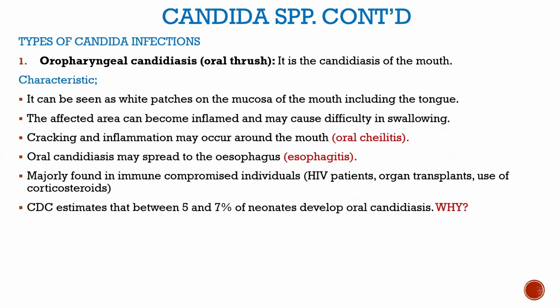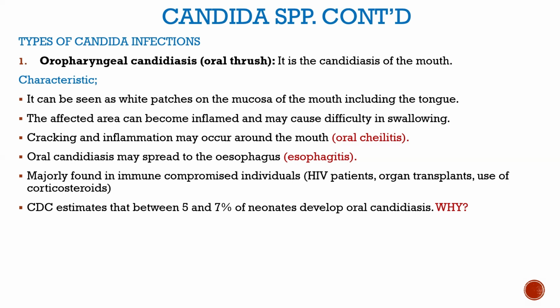The major characteristic is that it can be seen as white patches on the mucosa of the mouth, including the tongue. The affected area can become inflamed and there may be difficulty in swallowing, so it can cause pain due to the inflammation. Cracking and inflammation may also occur around the mouth, and this is called oral cheilitis. This infection can also spread to other parts of the body, and when it spreads to the esophagus in the gut, it's called esophagitis.